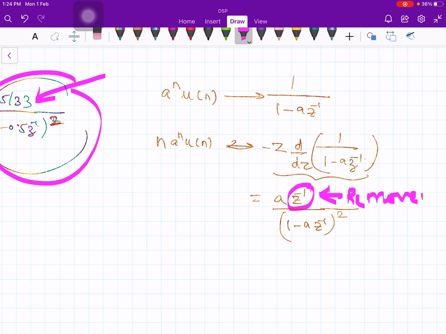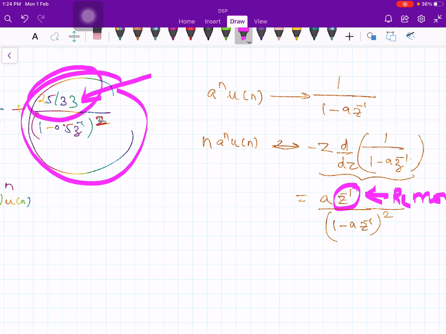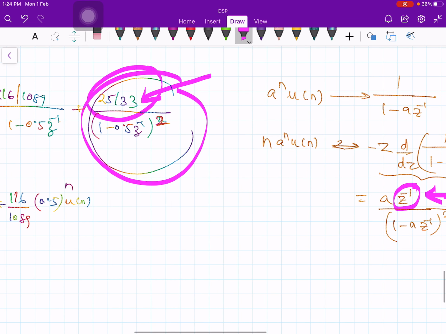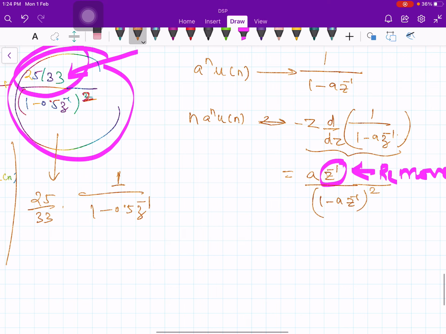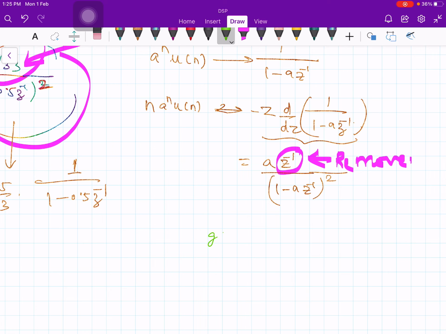What we want here is that in the numerator I don't have z. The numerator should be 25 by 37 or some constant, or this I can write as 25 by 33 times 1 divided by 1 minus 0.5 z to the minus 1. So the numerator must be 1, but here in the numerator I have z inverse. Somehow I need to remove it. How can I remove that? Again use the property. That property says g of n, if you take z transform, is g of z. Then g of n plus 1 becomes what? Z times g of z. So I have z to the minus 1 and plus z. If you multiply these two, then it will be 1.